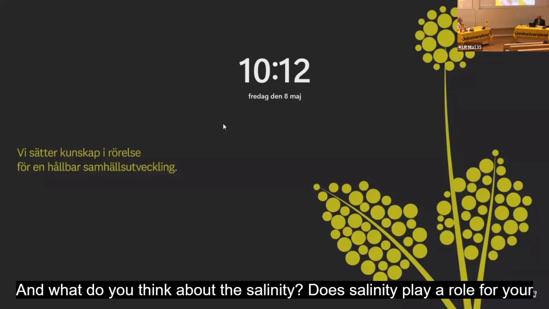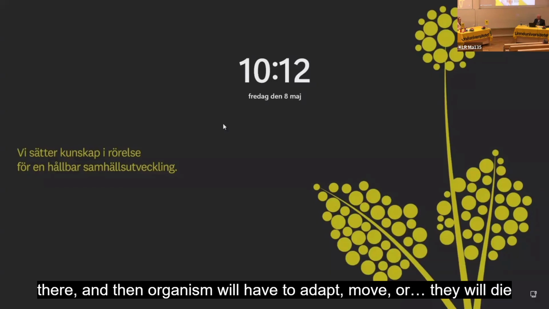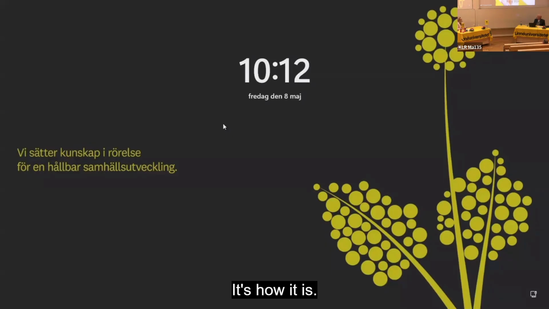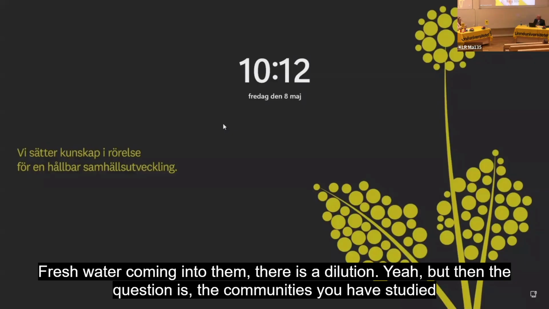Does salinity play a role for the communities that you have studied? Of course, salinity is playing a role. We haven't looked directly at it, but with climate change, there is evaporation. As we see in the Mediterranean, there is evaporation of water, which increases the salinity there, and then organisms will have to either adapt, move, or they will die. It's how it is. But you can also have the reverse effect in the Baltic Sea, a dilution of salinity by the rivers. Yeah, if fresh water is coming in, then there is a dilution.